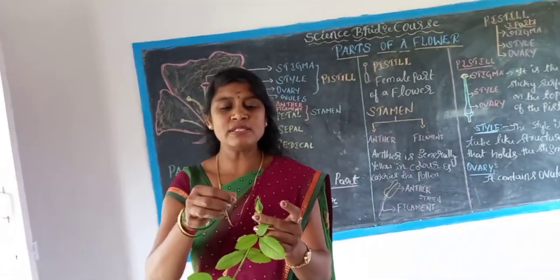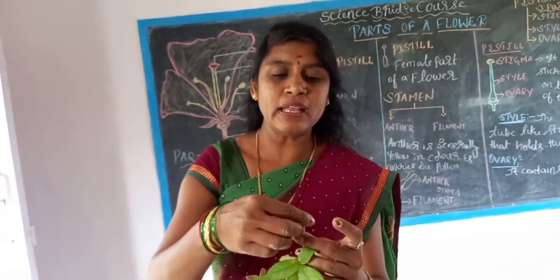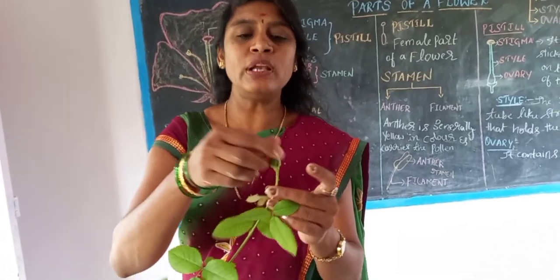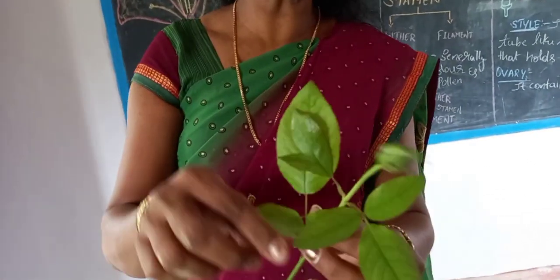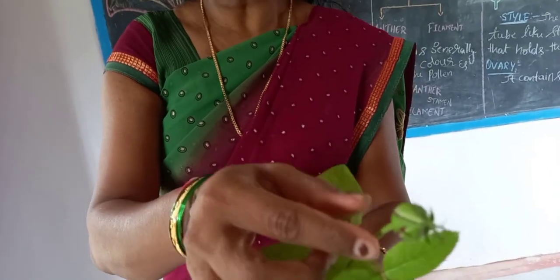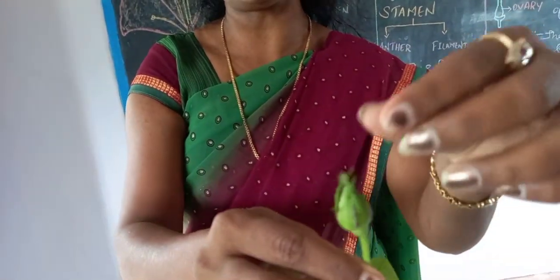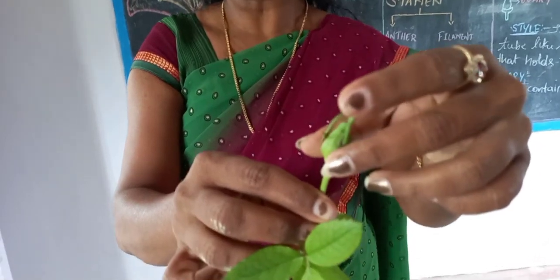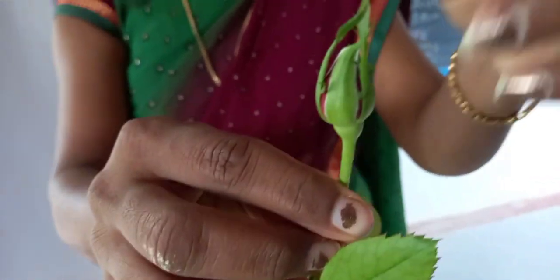See, if I look at a rose plant, what is the function of this green colored sepal? Why did I show the rose plant? In the rose plant, the bud is very attractive, and see how nicely the sepal is protecting the bud.